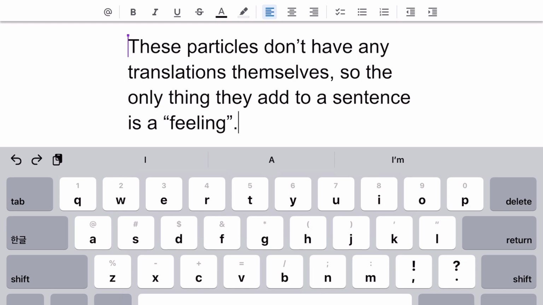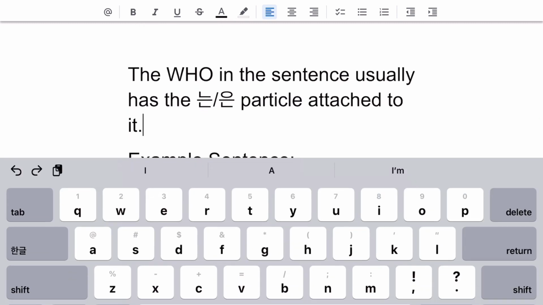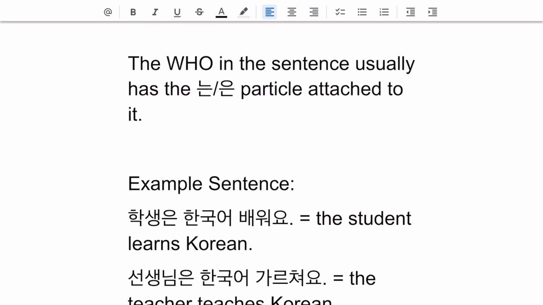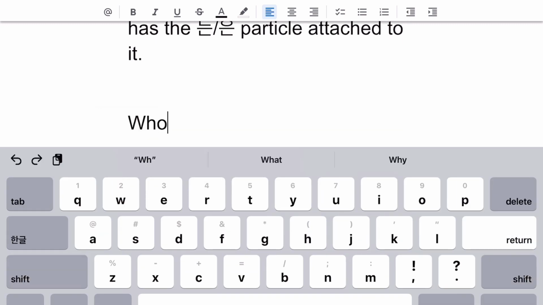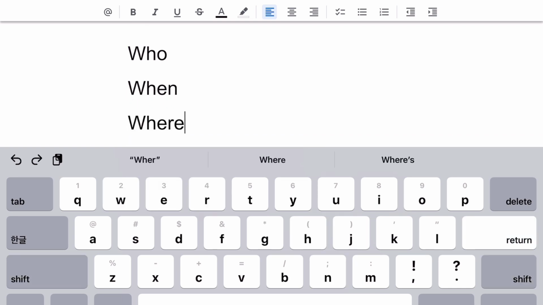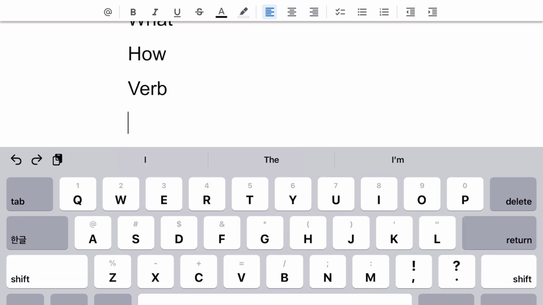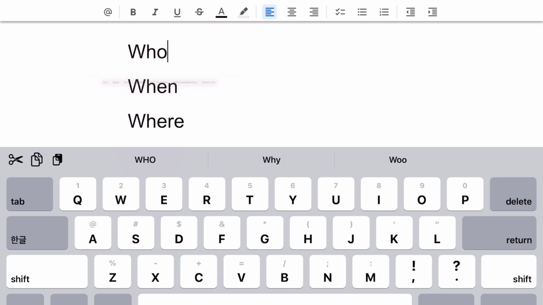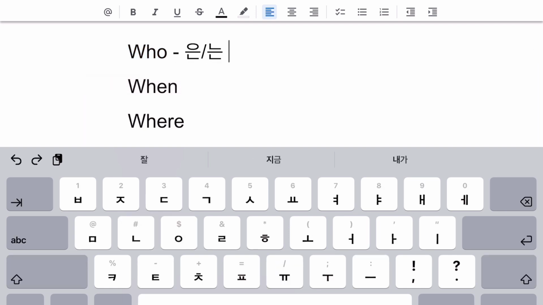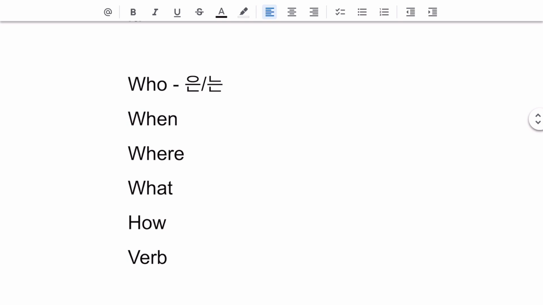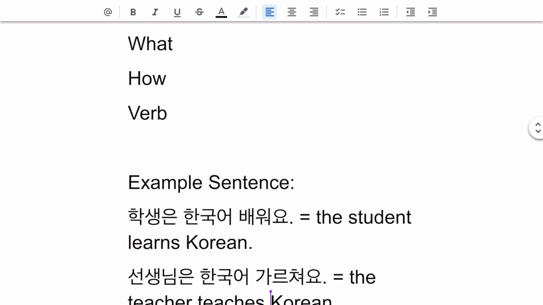These particles don't have any translation themselves. They don't add anything to the translation, but they give us that feeling because it's telling us the role that it's playing. It's telling us who or what is the subject in this sentence. So the who in the sentence is usually what the 은/는 particle gets attached to. By who, I mean, if you remember the first lesson, we had the sentence structure: who, when, where, what, how, verb. For a lot of those things, we're going to learn particles that attach to them. So today, we're getting 은/는 out of the way. And if you know about 이 and 가, this lesson will briefly talk about that too.